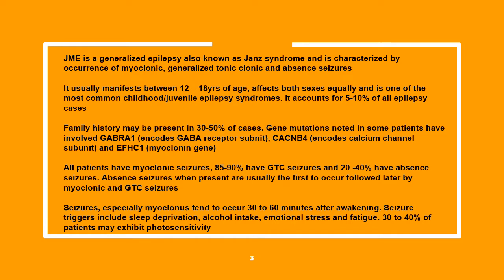Gene mutations noted in some patients have involved GABRA1, which encodes the GABA receptor subunit, CACNB4, which encodes calcium channel subunit, and EFHC1, which encodes the myoclonic gene. All patients have myoclonic seizures. 85 to 90% have generalized tonic-clonic seizures, and 20 to 40% have absence seizures. Absence seizures, when present, are usually the first to occur, followed later by myoclonic and generalized tonic-clonic seizures.